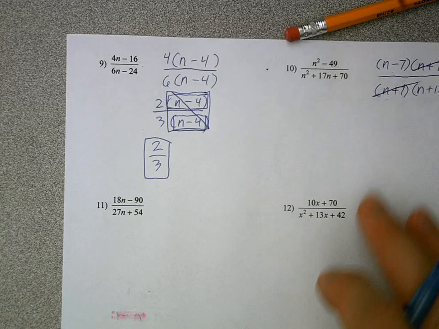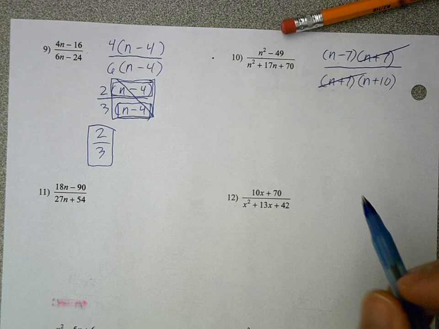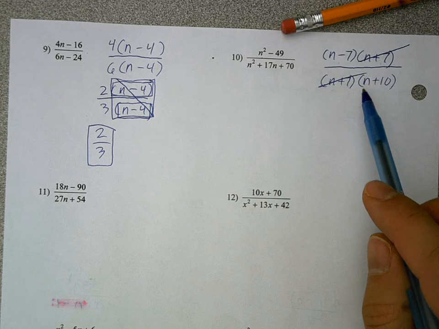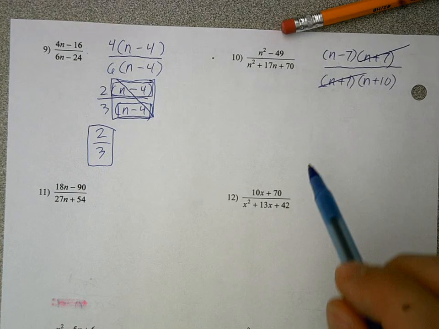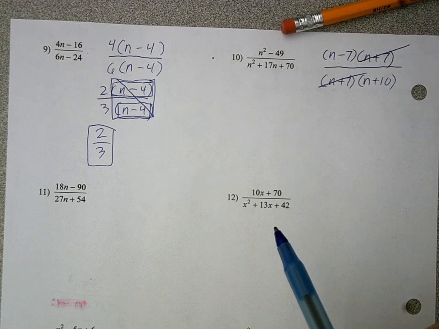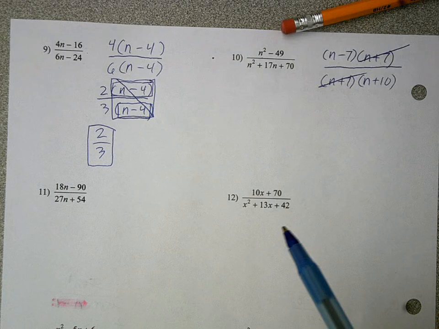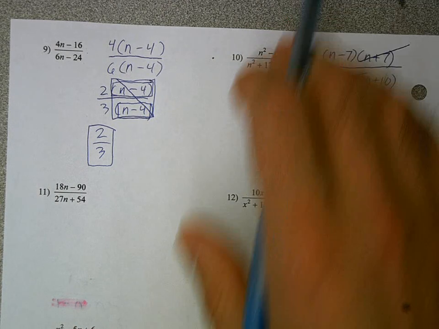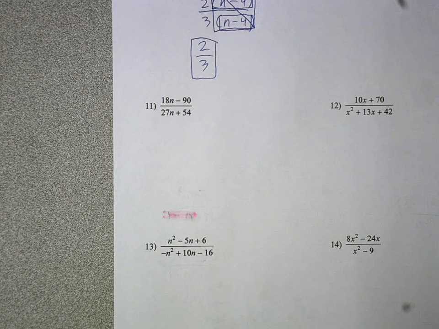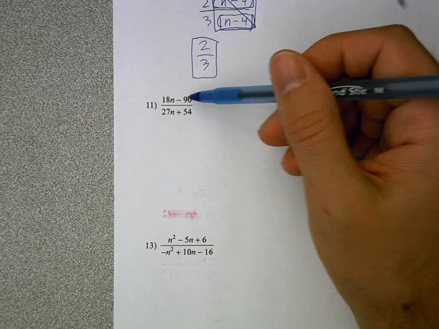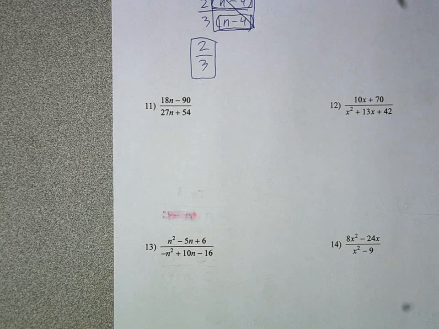So we had started to look at that yesterday. That was what number 10 was about. If we factor everything and I have the exact same factors, I can reduce those down to just 1. So let's try it again. Let's try 11. I'm looking at 18 and 90. I need to know what they have in common.